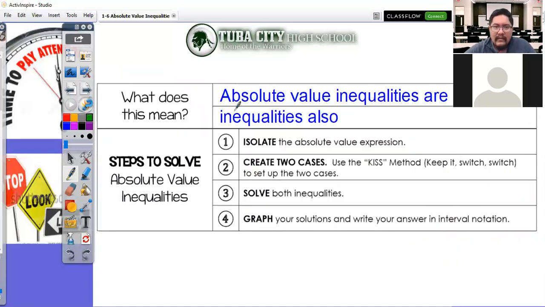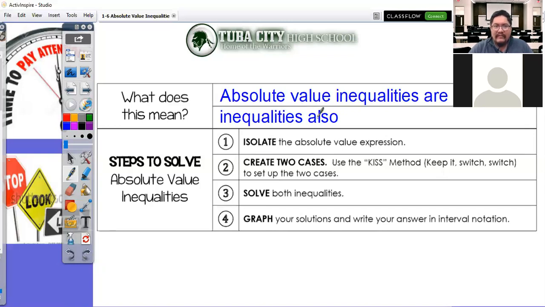All right. So an absolute value inequality is also a compound inequality. All right. So again, compound inequality means that it's 2 graphs, two things graphed on the same number line. So these are going to be compound inequalities.